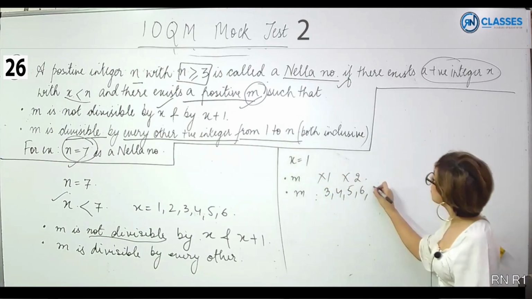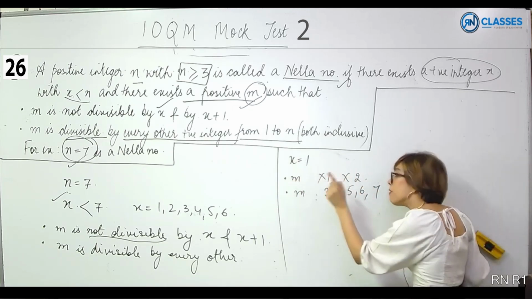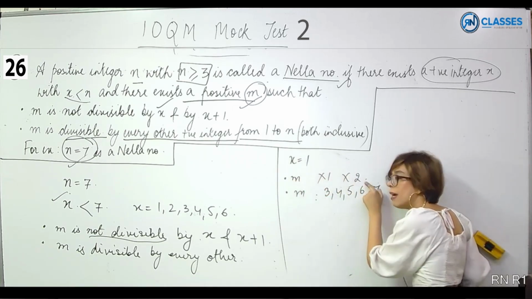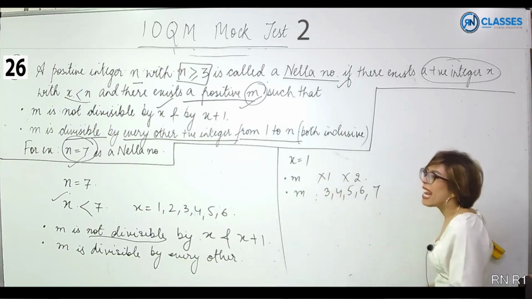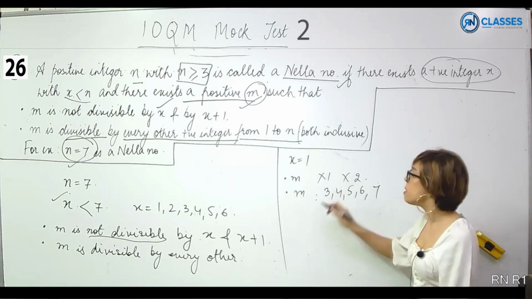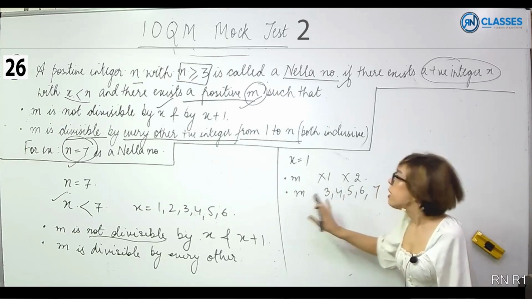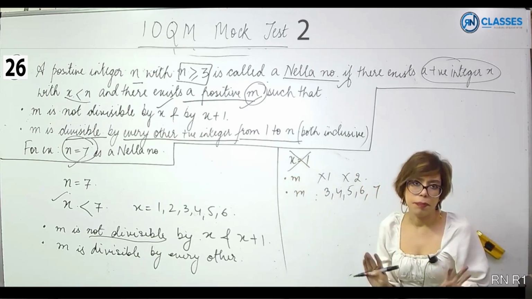N, that means 7. Now you need to find m which is not divisible by 1 and not divisible by 2, but should be divisible by 3, 4, 5, 6, 7. Any number which is divisible by 3 would be divisible by 1, right? So that means you are unable to find m. That means x equal to 1 is not my existence number.